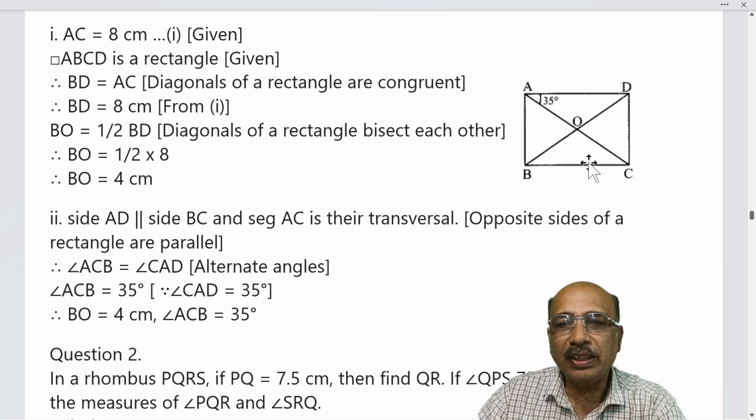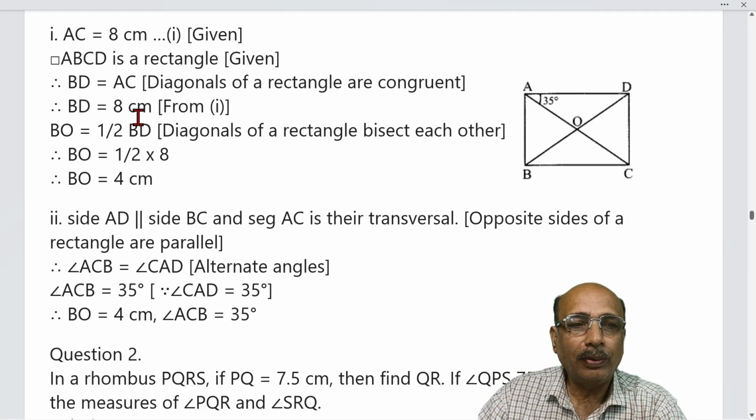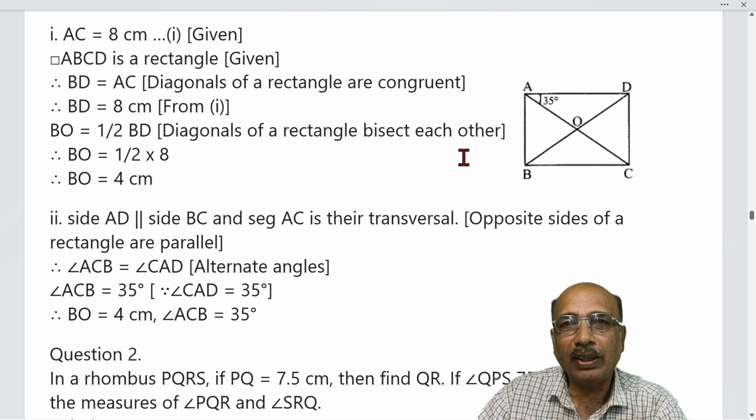Quadrilateral ABCD is a rectangle. Therefore, diagonals of a rectangle are congruent. Therefore, BD equals AC. BD is 8 centimeters as AC equals 8 centimeters. BO equals half of BD, that is, diagonals of a rectangle bisect each other. Therefore, BO equals half of 8 equals 4 centimeters.